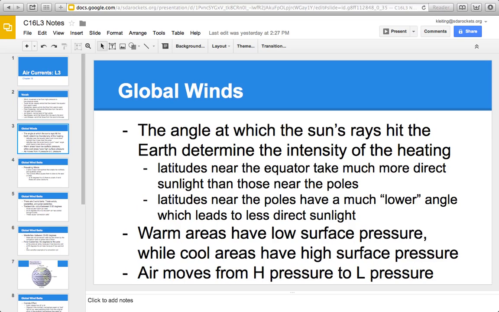Alright, global winds. The angle at which the sun's rays hit the earth determines the intensity of the heating. Latitudes near the equator take much more direct sunlight than those near the pole. Latitudes near the pole have a much lower angle, which leads to less direct sunlight. Warm areas have low surface pressure, while cool areas have high surface pressure. That surface pressure comes from heating of the air molecules. Air moves from high pressure to low pressure. We'll explain this more when we go over the notes, as far as what we mean when we talk about direct sunlight.